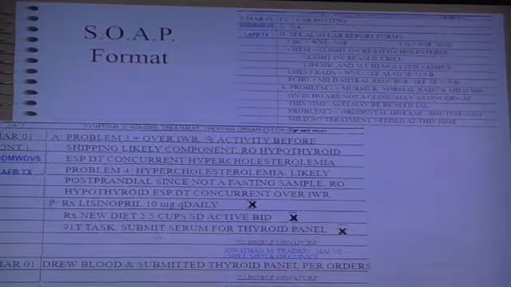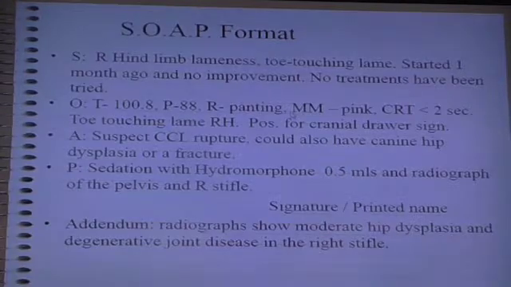Let's see, I hope I did an example for us. Yeah, okay. So here's our lameness. Here's our objective, positive cranial drawer sign. So this one I made him have a cruciate, not a cranial dorsal hip luxation. Plan, sedate with hydro and radiograph, pelvis and stifle.